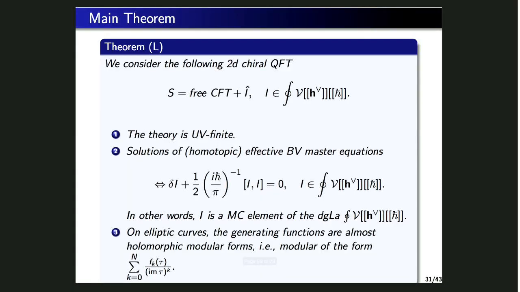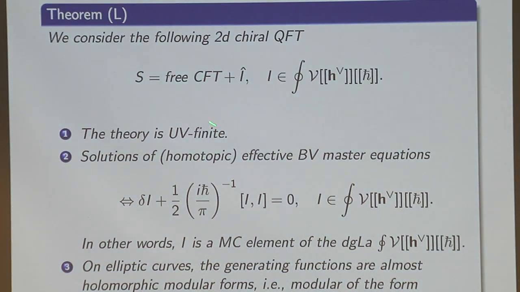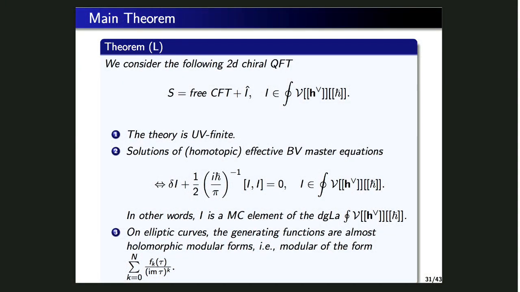Now, this is the main theorem today. So if you consider the following two-dimensional chiral deformation, this is an interaction term which corresponds to an arbitrary element from the Lie algebra of the vertex algebra, any kind of chiral deformation. Now, the statement is the following. The first one: the theory is UV finite. I drew a picture before. You basically can understand the theory by going back to the original point.